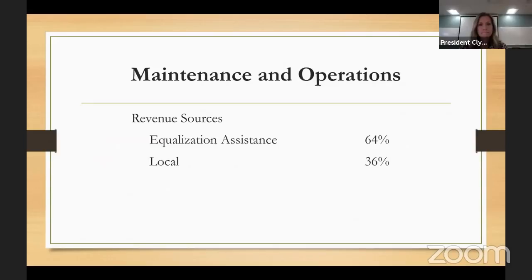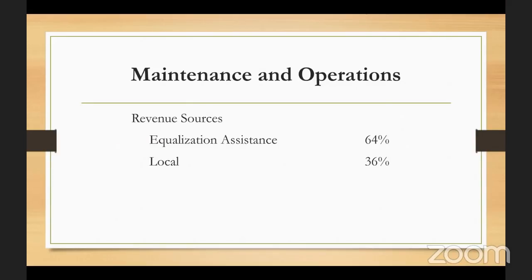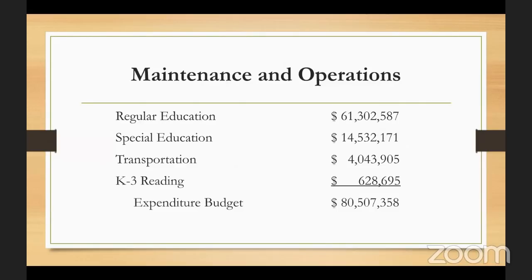So our revenue sources for maintenance and operations, 64% will be coming from the state and 36% from local. Next slide, please. When we look at how that's going to break down, 61 million will be regular education. About 14.5 million will be special education. Transportation is just over 4 million. And then specifically for our K-3 reading program, just over $600,000. So that gets us to that total budget amount we had on the previous slide of just over $80.5 million.